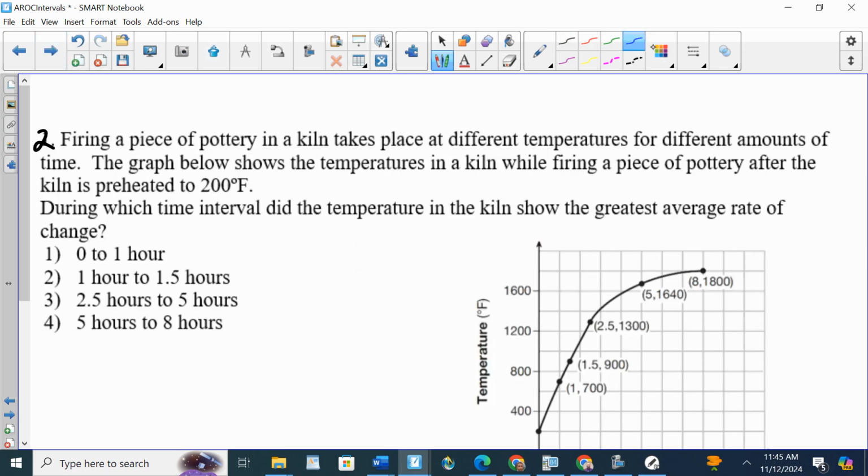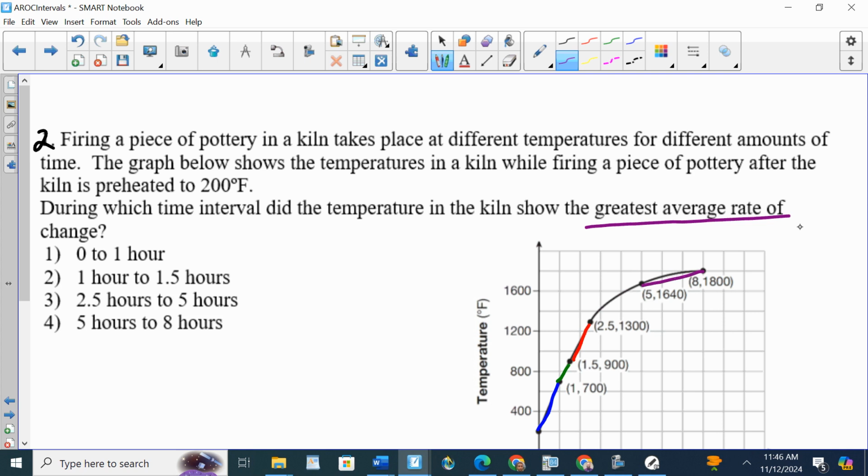So option one is 0 to 1, this blue piece. Option 2 is 1 to 1.5, this green piece. Option 3 is 2.5 to 5, this red piece. And option 4 is 5 to 8, this purple piece. So it's asking which had the greatest average rate of change. Well, whichever one has the steepest slope must be the greatest average rate of change.